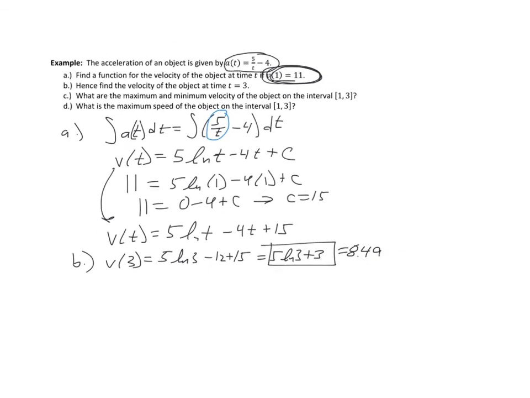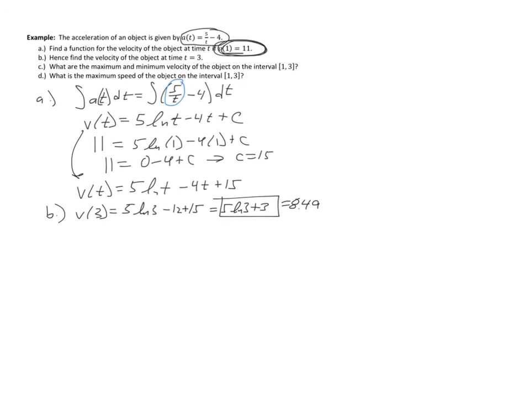Now, I mentioned the parts C and D of this are going to access some of your previous knowledge of calculus. Part C says, what are the maximum velocity and minimum velocity of the object on the interval between 1 and 3? And you remember, where do we find maxima and minima on a closed interval? Remember that when we want to find maximum and minimum on a closed interval, the two places we check are stationary points, and then the ends of the interval.